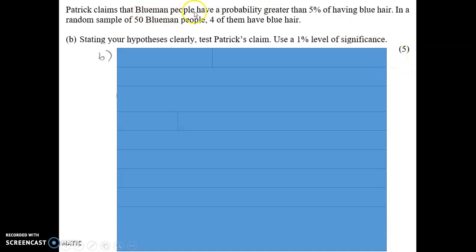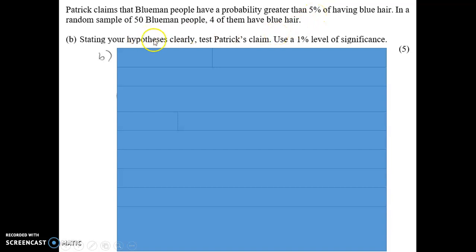So Patrick claims that blue hair people have a probability greater than 5%. And it's really important that you look carefully at the wording here. So we're looking at whether our test is whether it's greater than 5%, whether P is greater than 0.05.